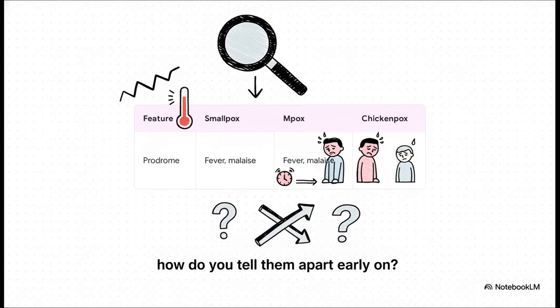Now, before the rash even shows up, the patient hits the prodrome phase. All three of these viruses share a prodrome of fever and malaise. For chickenpox, it's usually pretty brief and mild. For smallpox and Mpox, it's definitely more pronounced. But if they all cause fever and malaise, how on earth do you tell them apart early on? Well, there's one massive differentiator you absolutely have to look out for.